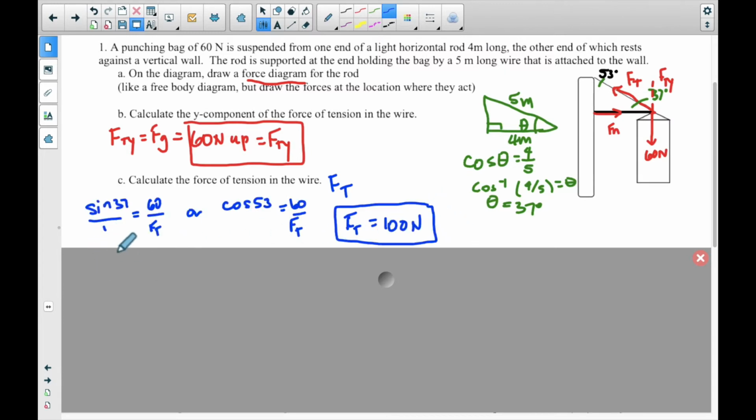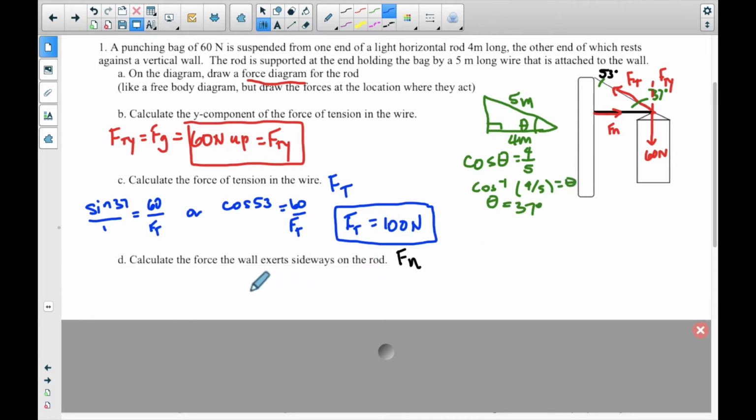Okay, you could use the sine of 37 or the cosine of 53. Either way, you set it up as 60 over the force of tension, and your force of tension should be 100 newtons. Your calculator probably rounded it to 99.6 or 99.7, but as it turns out, the way it's set up, that is exactly 100 newtons. The reason goes back to this being a 3, 4, 5 triangle. That's where it comes from, because we approximated that 37. So tension should be 100 newtons.